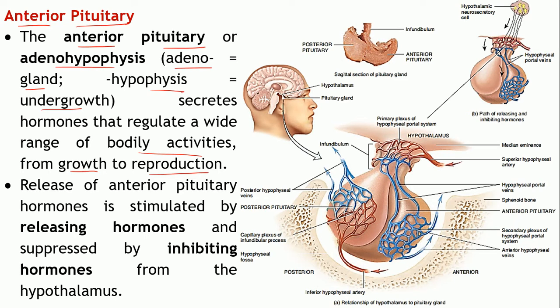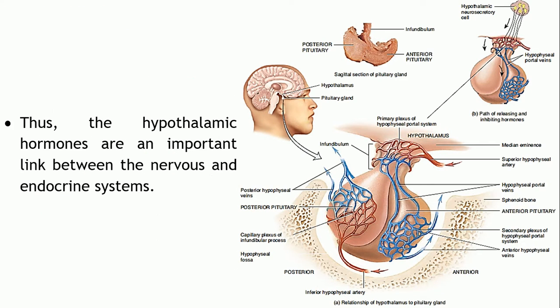The release of the hormones produced by the anterior pituitary is stimulated by releasing hormones and suppressed by inhibiting hormones from the hypothalamus. There are two types of hormones produced by the hypothalamus: releasing hormones and inhibiting hormones, as the names imply. The releasing hormones stimulate the release of hormones from the anterior pituitary, and the inhibiting hormones inhibit the release of hormones from the anterior pituitary. That is how the hypothalamus controls the pituitary gland, either by stimulating or inhibiting the release of the hormones produced by it.